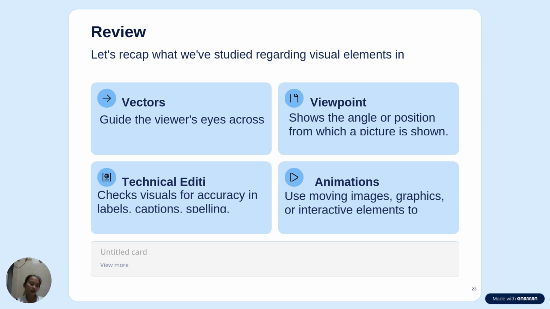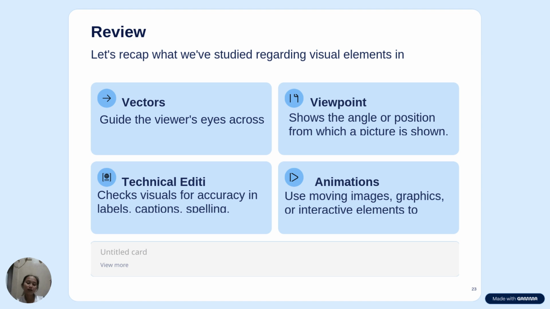Okay, so technical editing is to check visuals for accuracy in labels, captions, spelling, image clarity, and data. So technical editing again is very important. It is because it will help us avoid misleading information and chaos in reading your story. So animation is also the use of moving images, graphics, or interactive elements to explain ideas and processes.